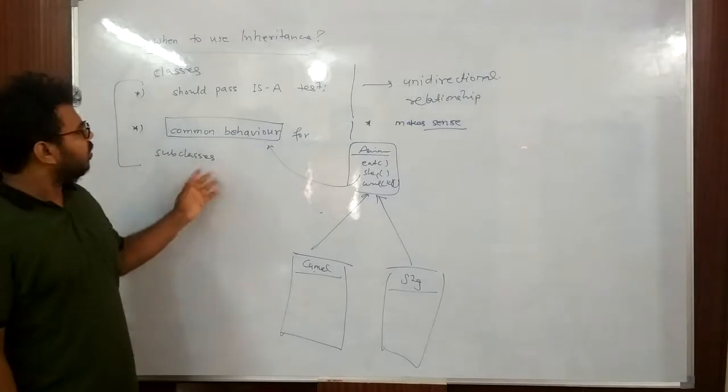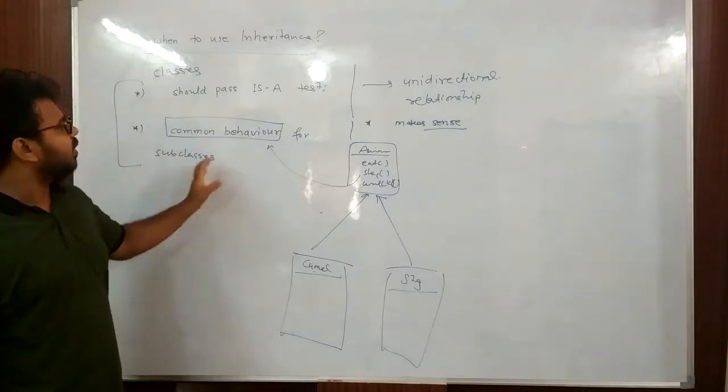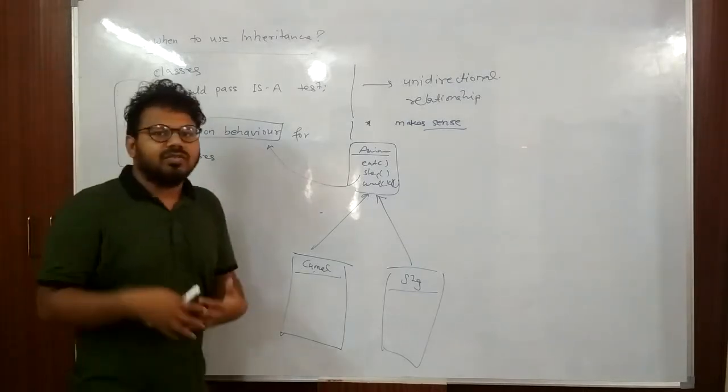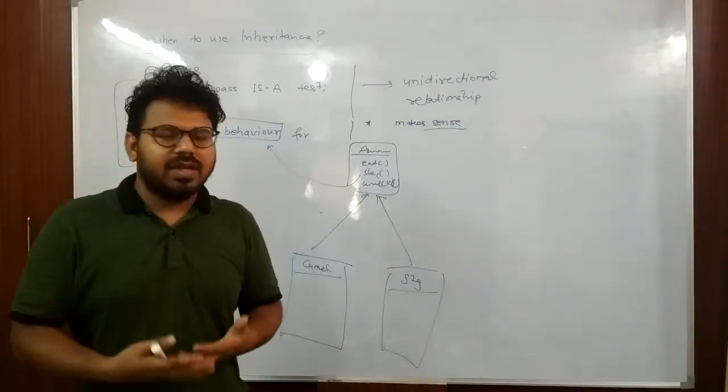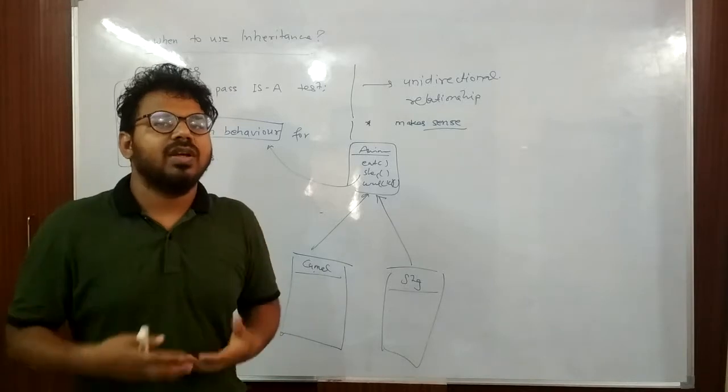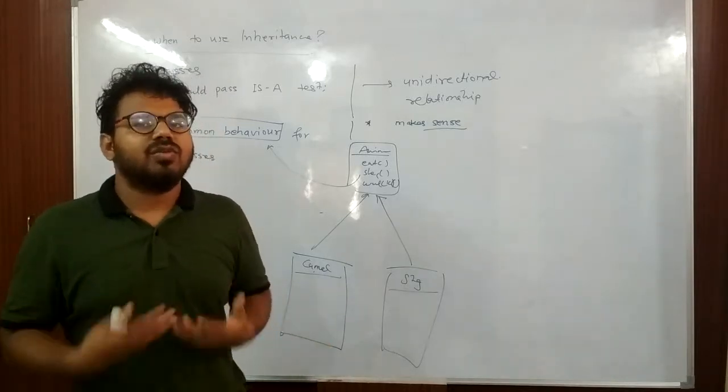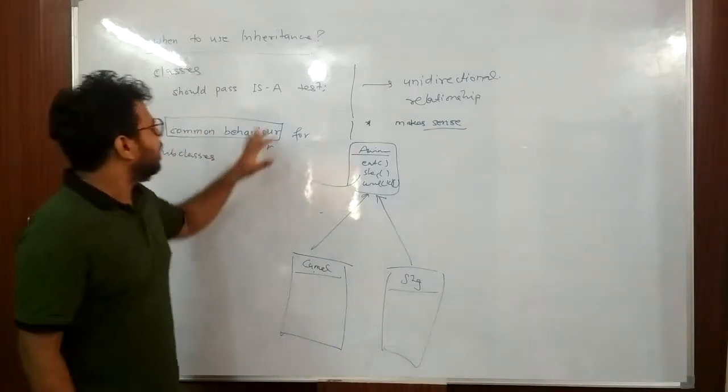So I think now you are clear about which conditions a design should pass. While designing an inheritance tree, when should we go for inheritance? We should go for inheritance by checking these two conditions.